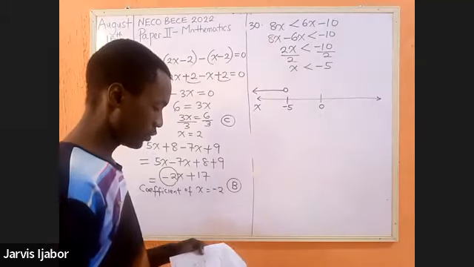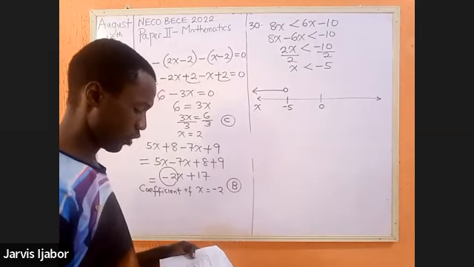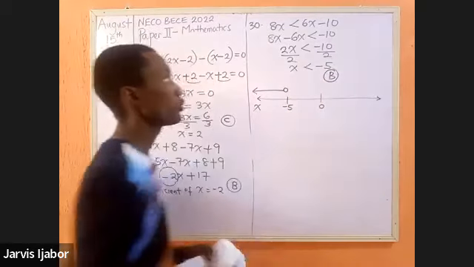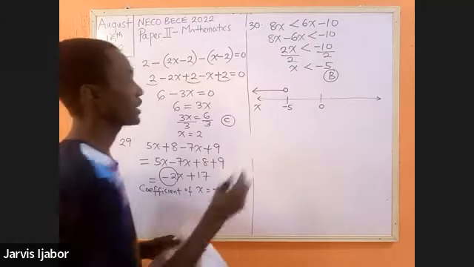So if you look at this question, the answer that looks more like it will be B. B will be the correct answer to question 30. All right, so let's forge ahead to question 31.